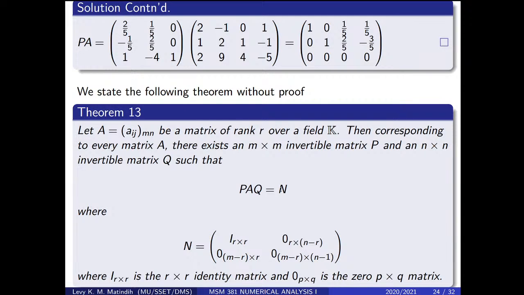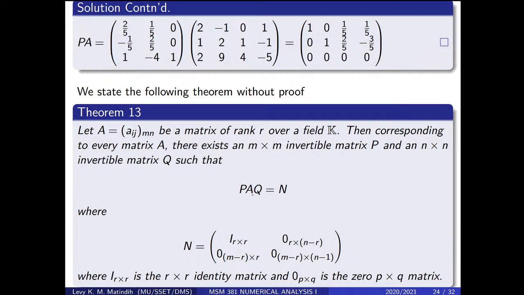What are we trying to say here? If you have this matrix which has got the rank R, then you should be able to find an invertible matrix P of order M and an invertible matrix Q of order N such that the product P times A times Q is equal to the normal form of the matrix A, where N is the normal form of the matrix A. So you can always find a matrix P and a matrix Q such that the product PAQ is equal to the normal form of the matrix A.